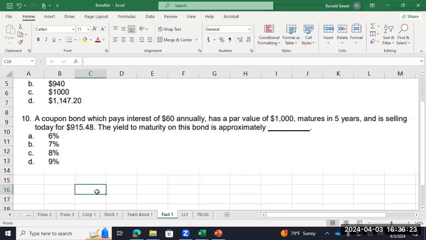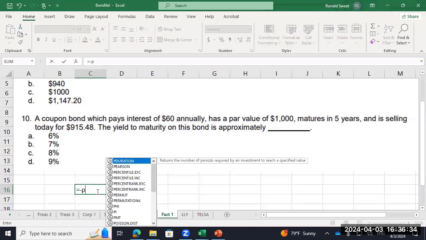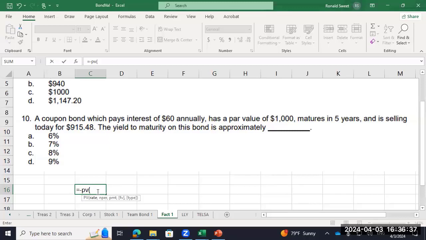So a bond which pays interest of $60 annually, has a par value of 1,000 and matures in 5 years, is selling today at 915.48. So you're going to do equal minus PV. And the rate is maybe 6%. We'll try that first. Your number of periods is 5, should be 10, but it's only 5. Selling today at 915, you don't care about that. That's what we're actually calculating here. The yield to maturity on this bond is approximately, we tried 6%. So what's the payment? It's $60. The maturity value is 1,000.